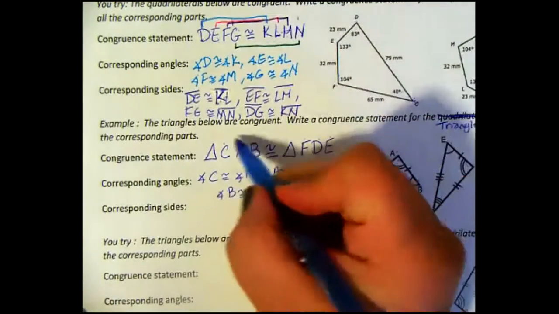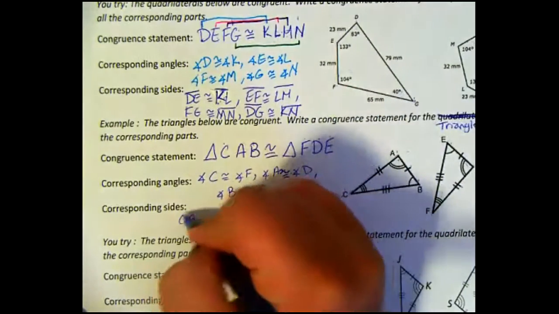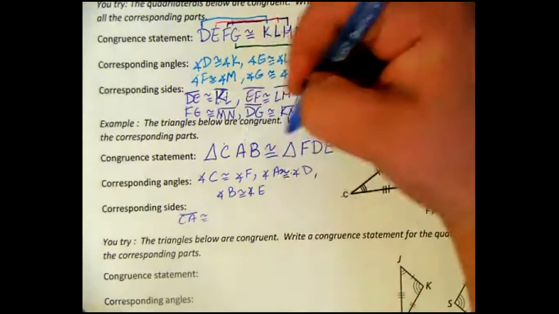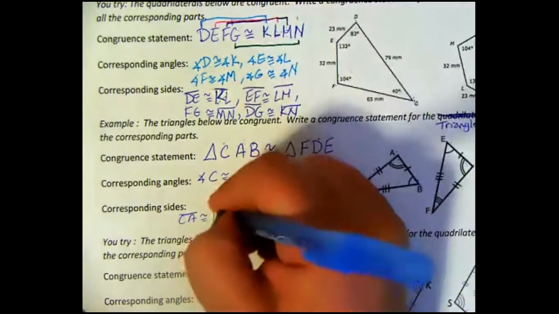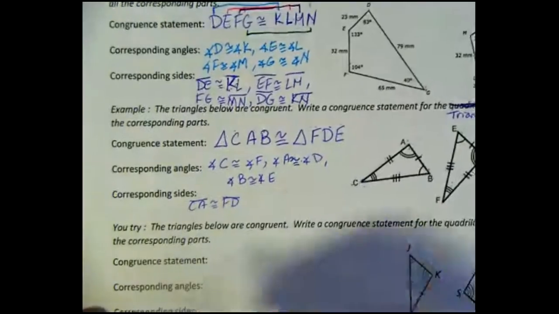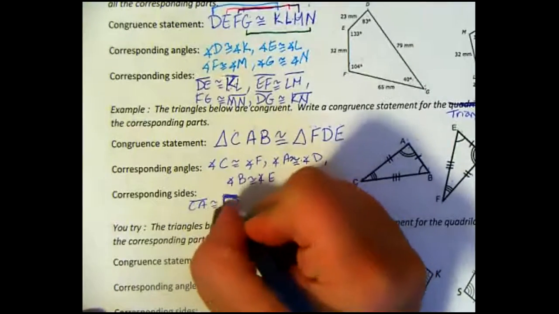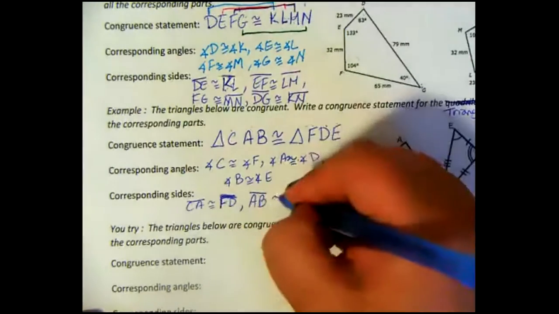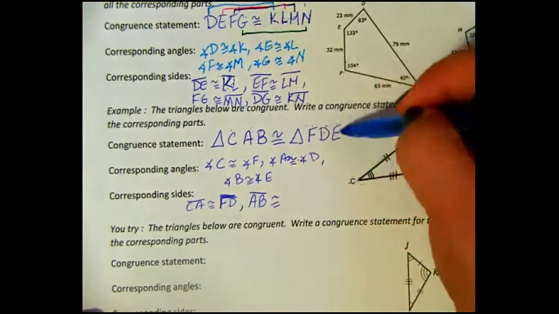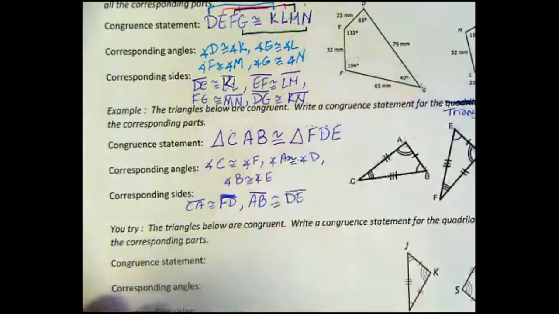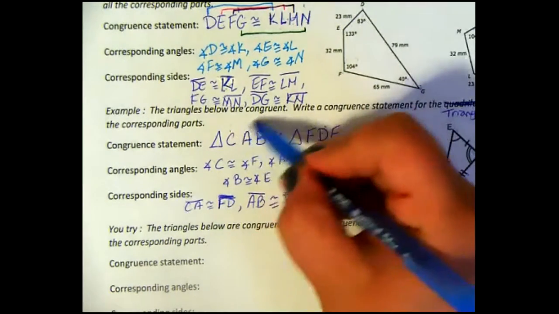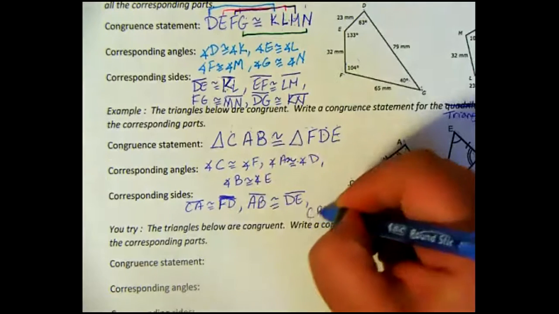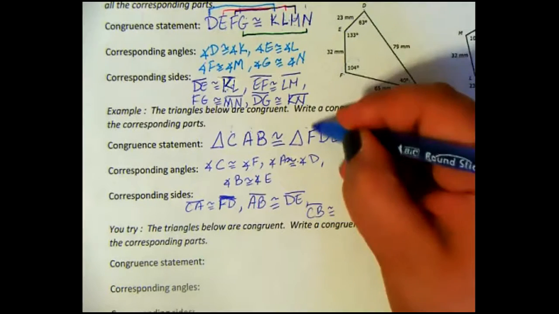As for my sides, CA, the first two, so side CA will be congruent to side FD, first two here. Okay. Side AB will be congruent to side DE. And lastly, side CB will be congruent to side FE.